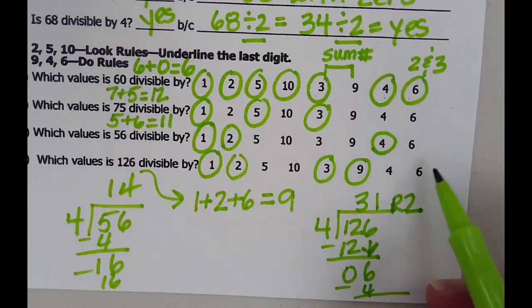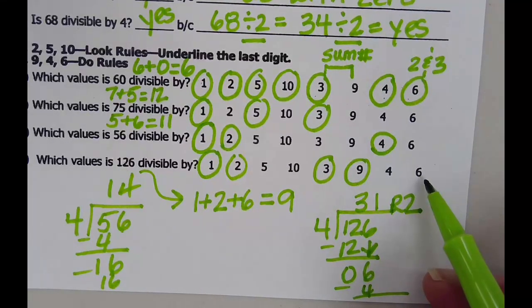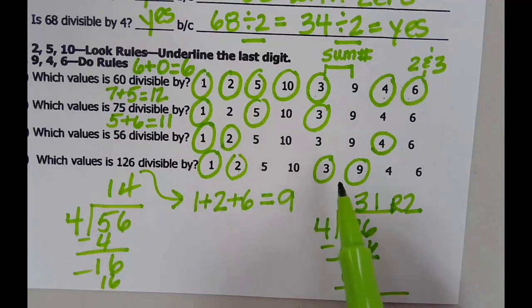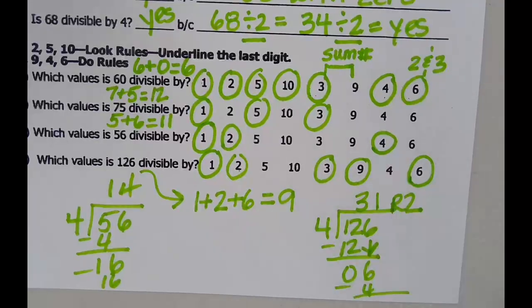Okay. Am I going to circle the 6? Yes. Why? Because I have what circled? The 2 and the 3. So I'm going to circle the 6.